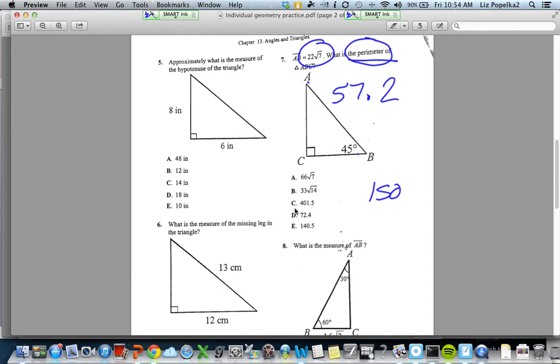So I can knock out C because C is over 400. That is going to be way too big. 72.4 is going to be way too small because remember the perimeter is the length of all of the sides around the triangle. So if this one side already takes up 57, I've still got two other sides to add to it. So now I've got at least a 1 out of 3 shot of trying to guess it right.